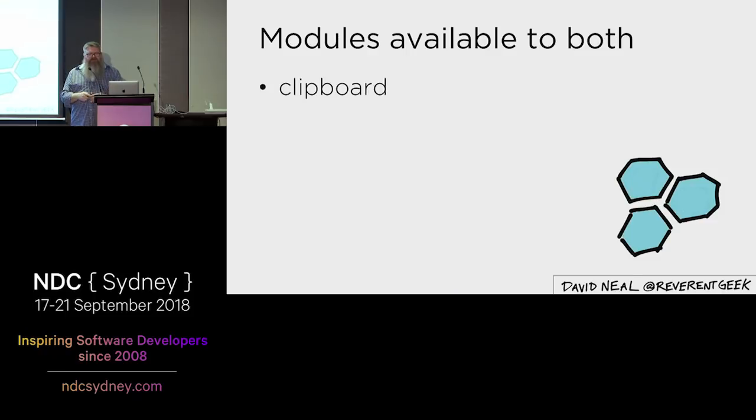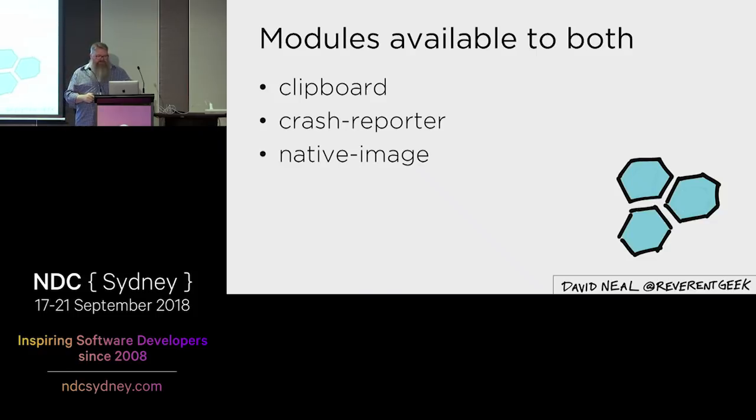Modules that are available to both. You've got a clipboard, which allows you to copy things to and from the clipboard. There's a built-in crash reporter, so that if your application crashes, you can post information to an endpoint. There's a native image module, which allows you to handle different DPIs, retina displays or high DPI Windows displays. This is useful for icons that you use for tray notifications or things that are running in the tray. You can have different resolutions of those icons, or handle different versions of images to display.